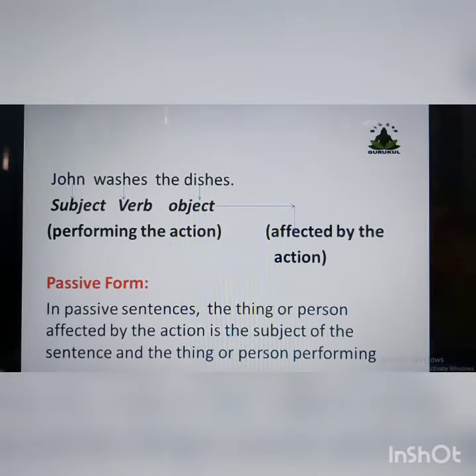Now, let's take one more example. John washes the dishes. Here in this sentence, John is the subject, washes is the verb, and the dishes are the object. And John is performing the action, whereas the dishes, that is the object, are affected by the action.